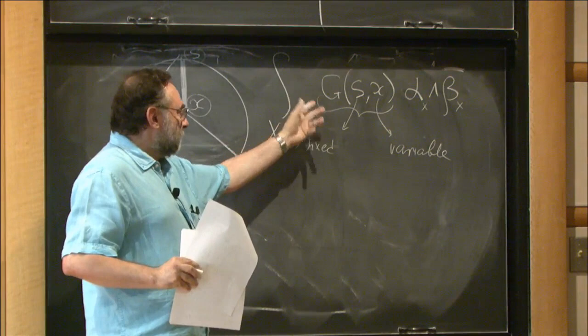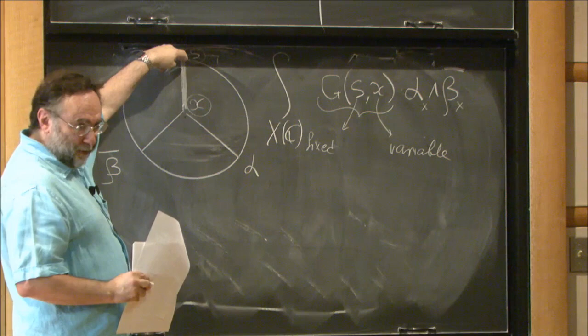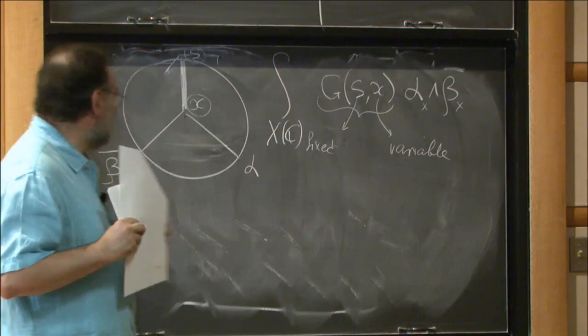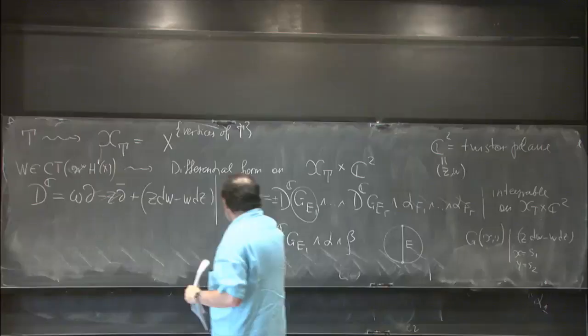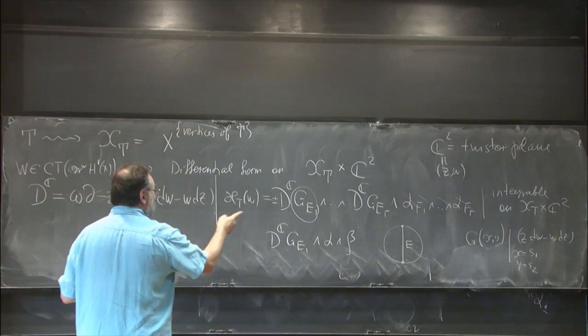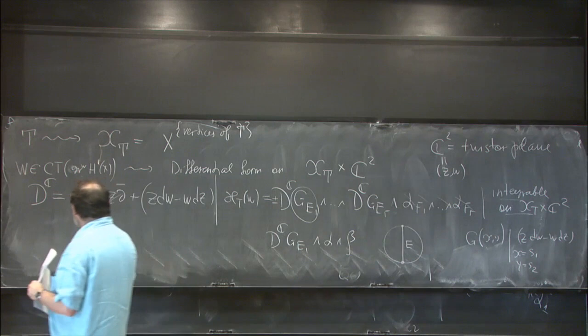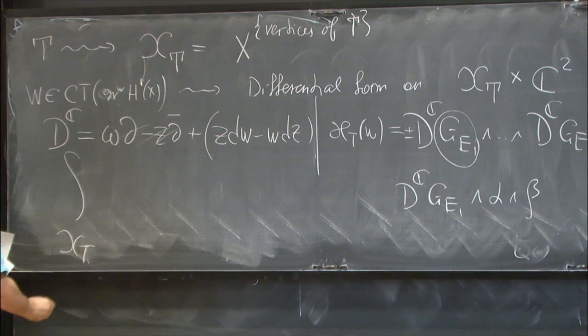So I create a differential form on one copy of X, which depends on this point S as a parameter. Okay? Where does this integral come from? So I produce a differential form. I said this differential form is integrable. That was my statement, and I did not yet write the integral. So what I'm supposed to do is integrate over X to T of this.